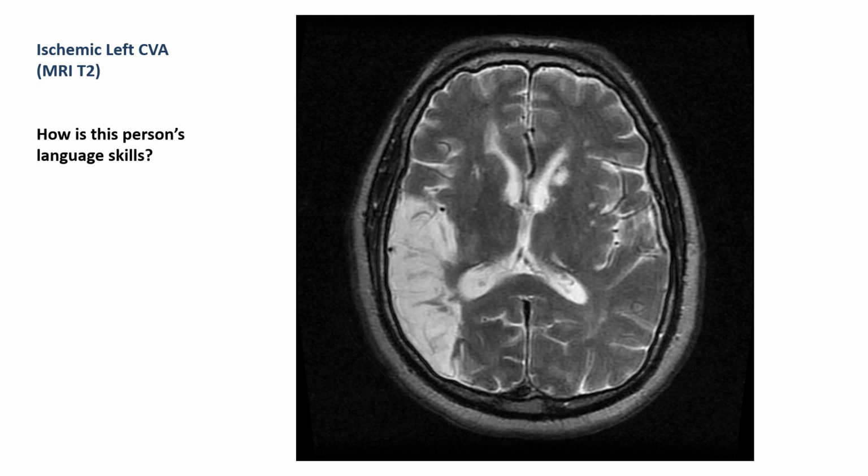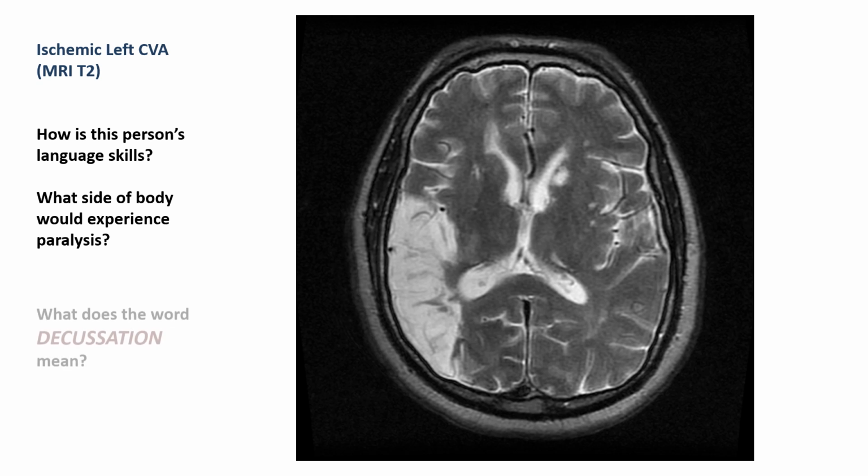So the questions are, how would this affect a person's language skills? All right, so that's a question for you. I want you to think about that a little bit as we go through this lecture. What side of the body would experience paralysis, assuming this is the left side? And the hint question on that is, what does the word decussation mean? All right, so that's your hint question. So you should be able to reasonably answer these questions by the time we're done with this lecture today.